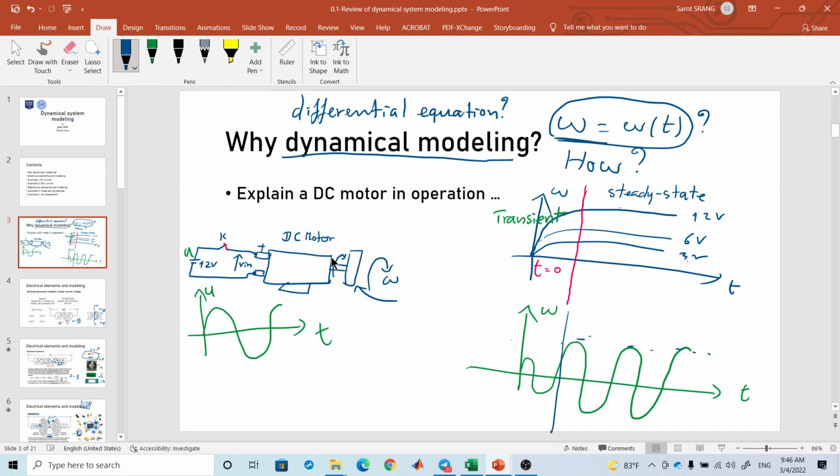You need to know the behavior of the system, whether it's a first order differential equation or a second order differential equation. So how does the response of the output behave? You need to know that. Then we need the modeling, and I repeat, dynamics means the equation is in the form of a differential equation.